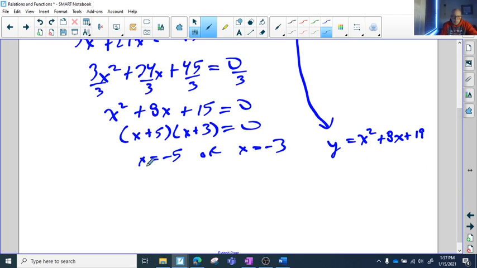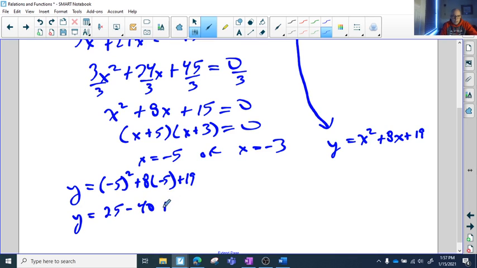So now I'm going to put this answer in for x in this expression. So it'll be negative 5 squared plus 8 times negative 5 plus 19. 25, take away 40, plus 19, so y is going to be 4. So negative 5 comma 4. There's one point of intersection.